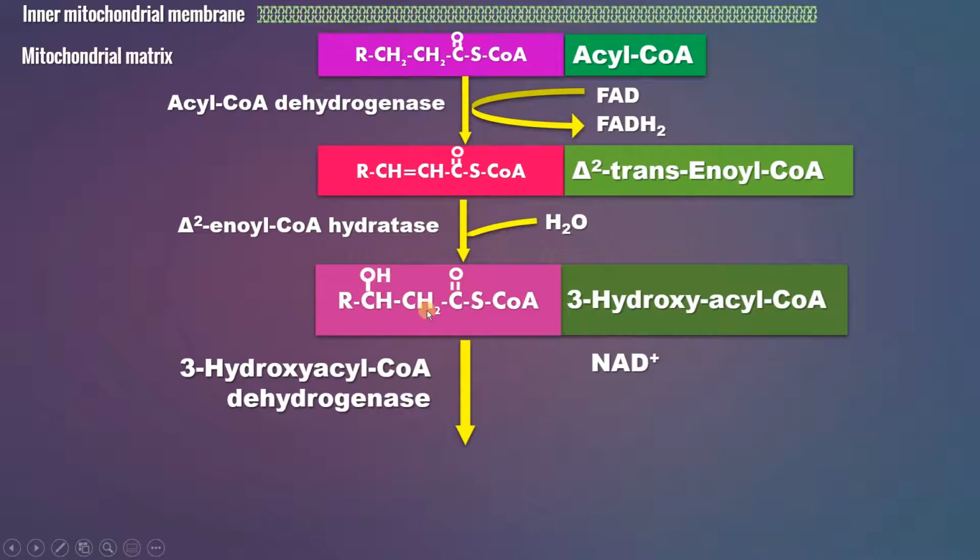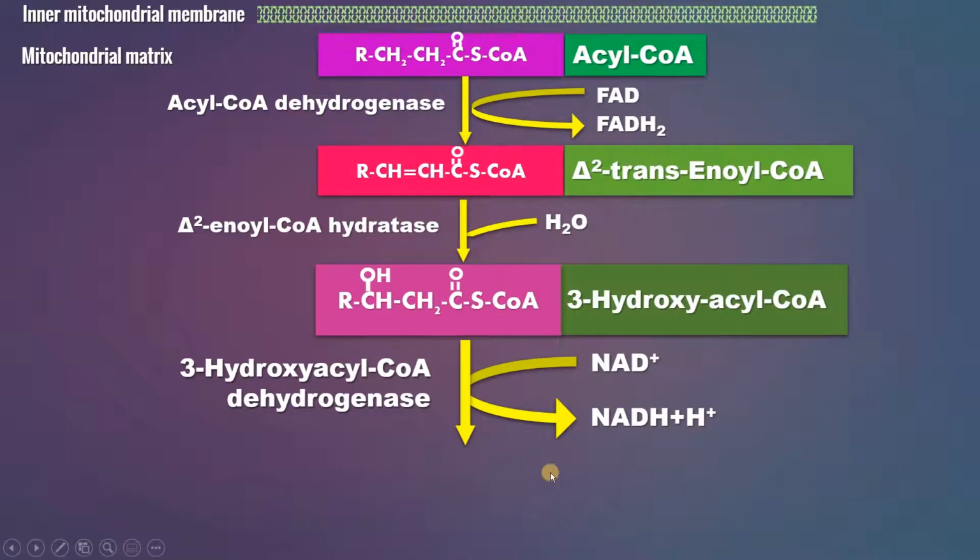That means from the third carbon atom, it will remove 2 hydrogens, this hydrogen and this hydrogen, and these 2 hydrogens are accepted by this NAD, in turn this NAD is reduced to NADH plus H plus. Again this is a reducing equivalent like FADH2, and they will hand over their electrons to components of the respiratory chain. Later they will produce ATP.